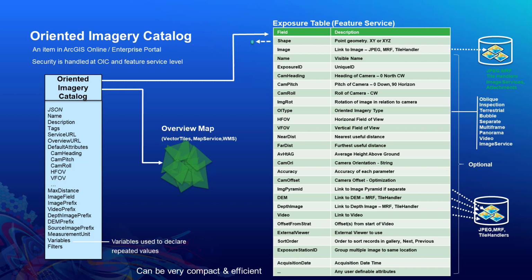The link of the coverage map that we saw in the demo is also defined in this catalog. Since these catalogs are items in ArcGIS Online or Enterprise Portal, security can be handled at both catalog level and feature service level.